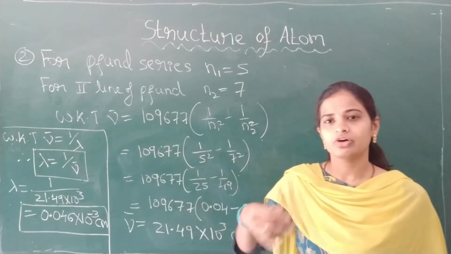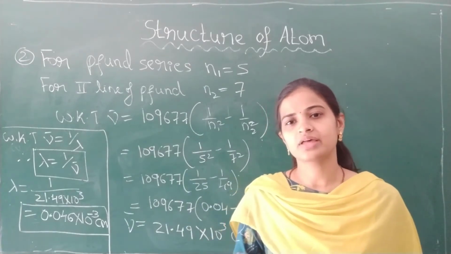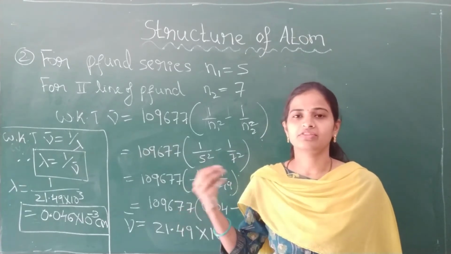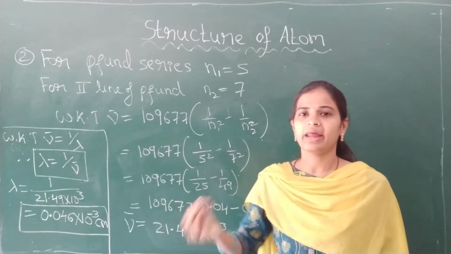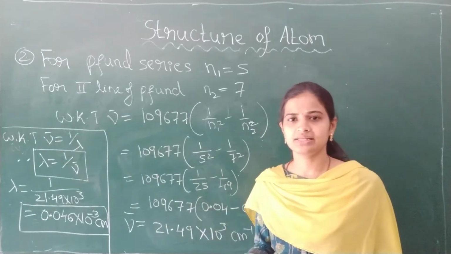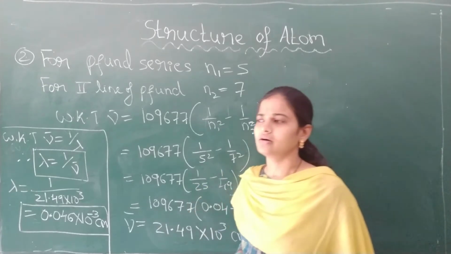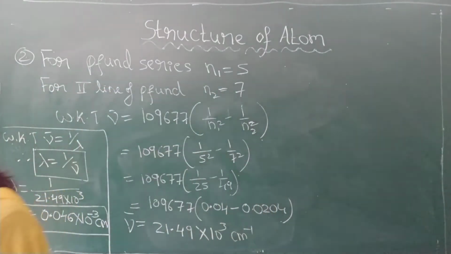So you yourself can take more and more examples and solve. Like calculate the wave number for the third line of the Lyman series, second line of the Brackett series, first line of the Balmer series, like this. You can create the problems by yourself and you can write the solutions for that.